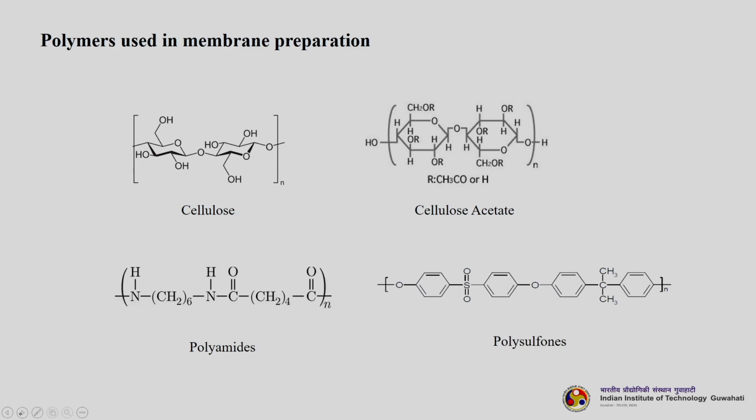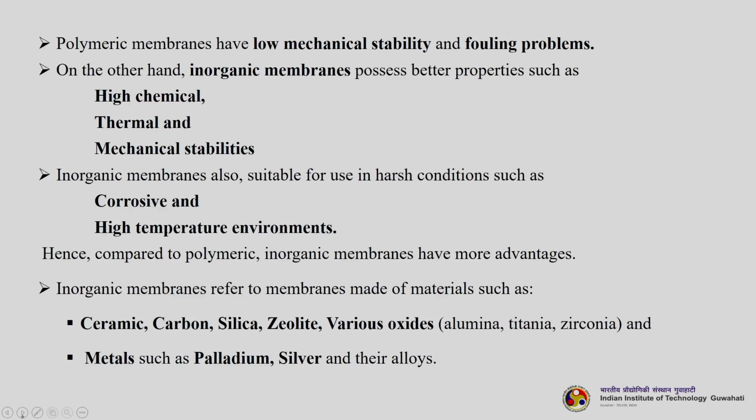Okay. Then we have polyamides, we have polysulfones, and there are other materials, I have just skipped them. So, polymeric membranes have low mechanical stability and fouling problems. On the other hand, inorganic membranes possess better properties such as high chemical, thermal and mechanical stabilities. Inorganic membranes are also suitable for harsh conditions such as corrosive environments and high temperature applications. Hence, compared to polymeric, inorganic membranes have more advantages.